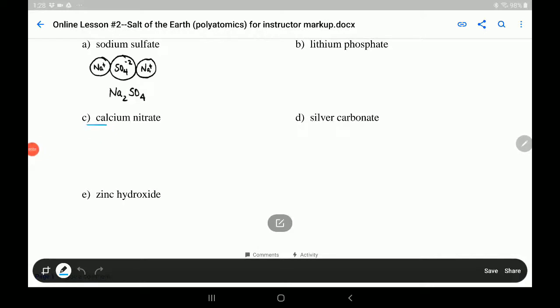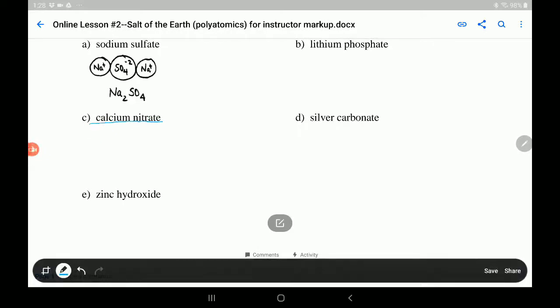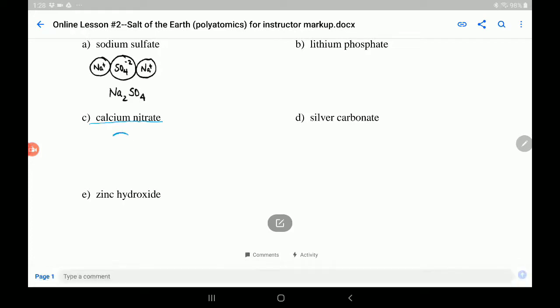Okay, now we're on C. Again, 2 names. The first name is a metal ion, calcium. The second name is a polyatomic. This one is going to be a little trickier than the ones we've done before. Again, you need to use your periodic table first. What are the charges?